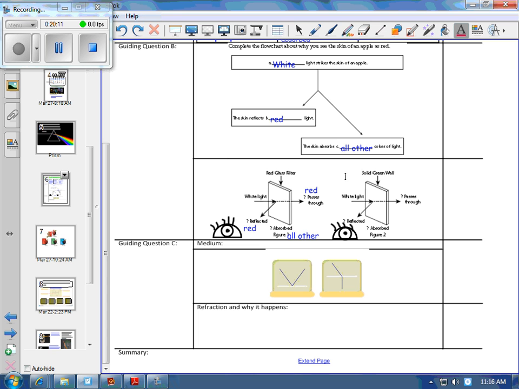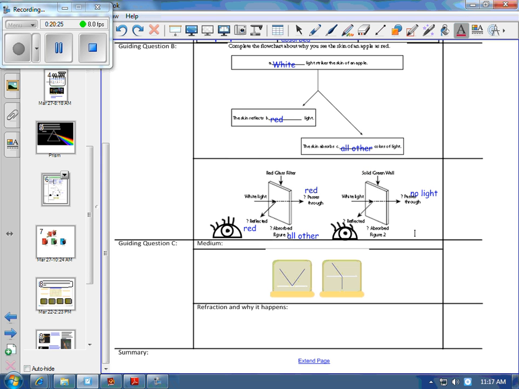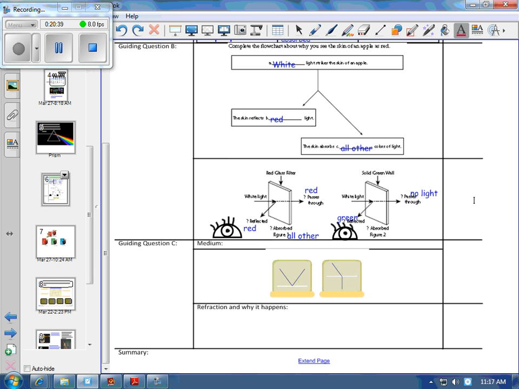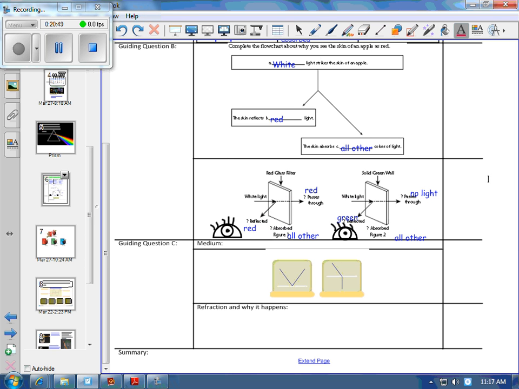All right. Over here, we have a solid green wall. So it's solid, which means that no light can pass through. All right. So the white light hits the green wall. If it's a green wall, what color do you think that we're going to see? We are going to see green light waves hitting our eyes. Colors absorbed by that solid wall are going to be all other colors are going to be absorbed.